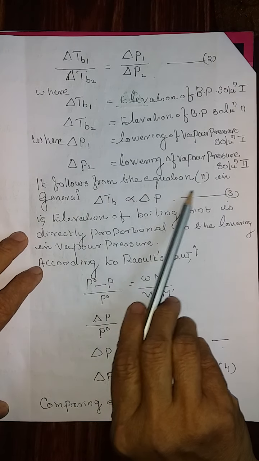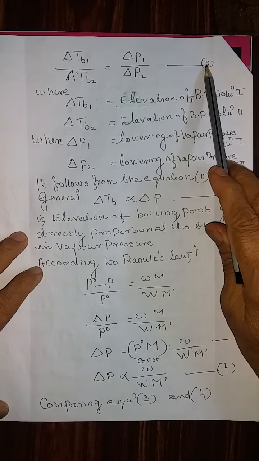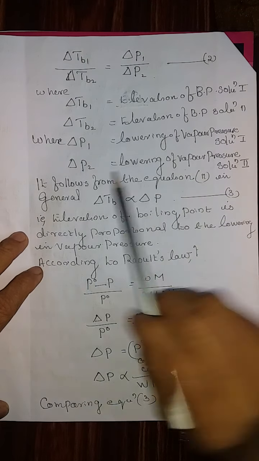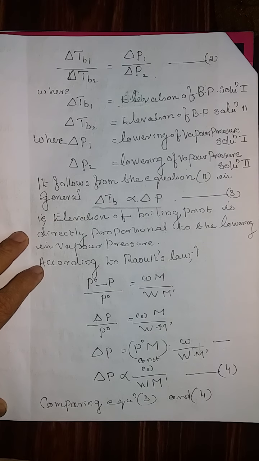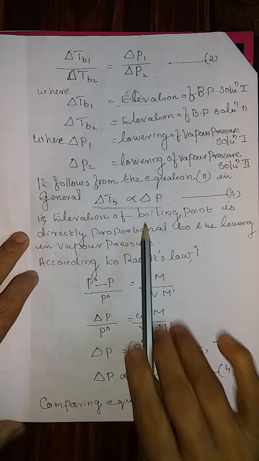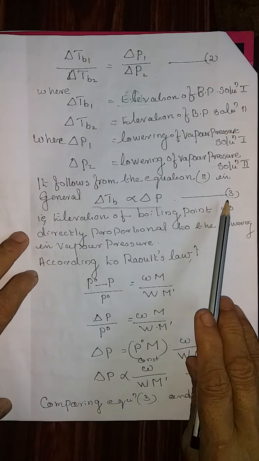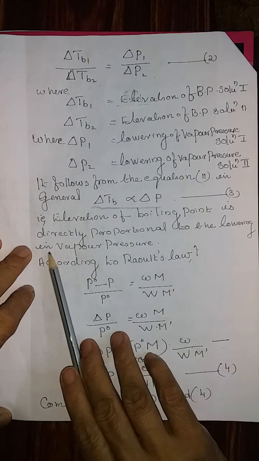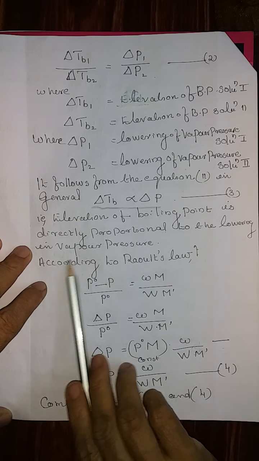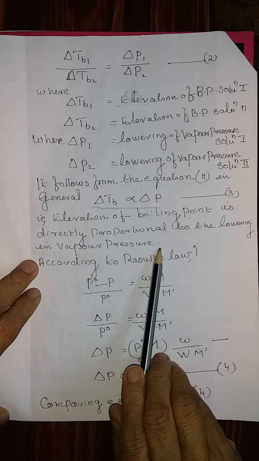It follows from equation 2 that in general we can say delta TB is directly proportional to delta P, which is one of the most important equations, number 3. That is, elevation of boiling point is directly proportional to the lowering of vapor pressure.